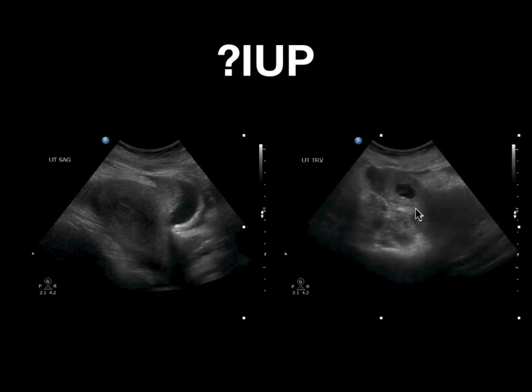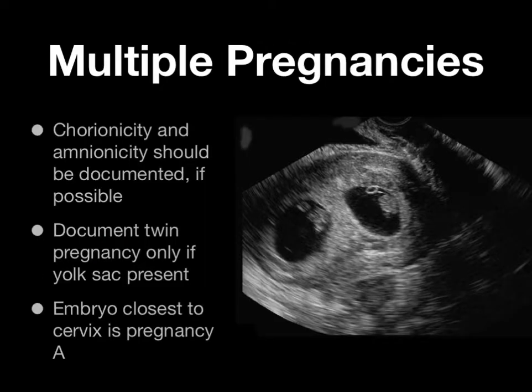And again, there's no myometrial mantle here surrounding this area. So this is a patient who had a ruptured right interstitial ectopic pregnancy. Here we have a patient who has a dichorionic diamnionic pregnancy. There's two discrete sacs here.